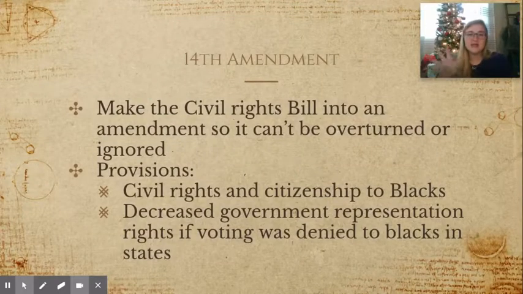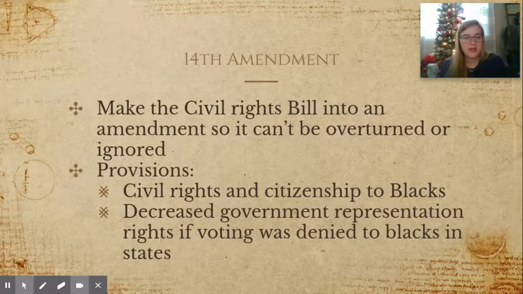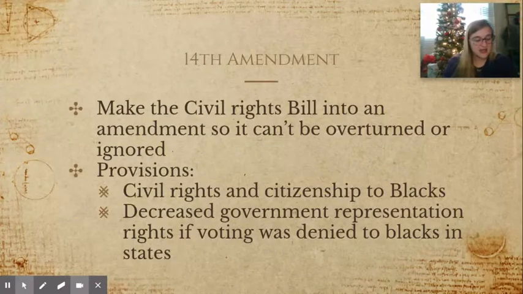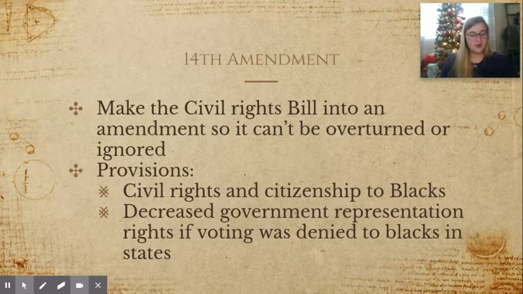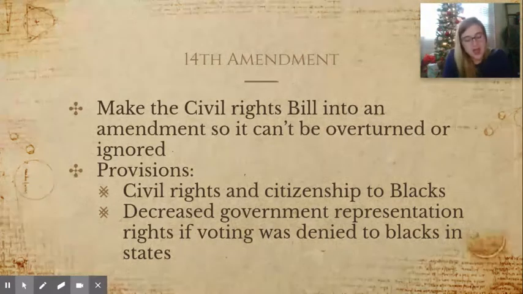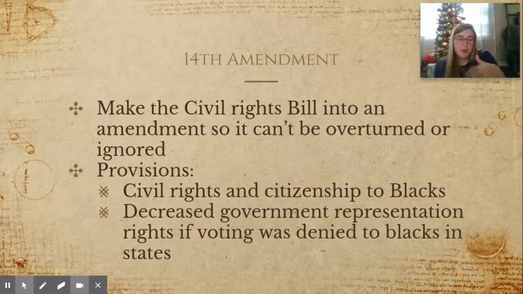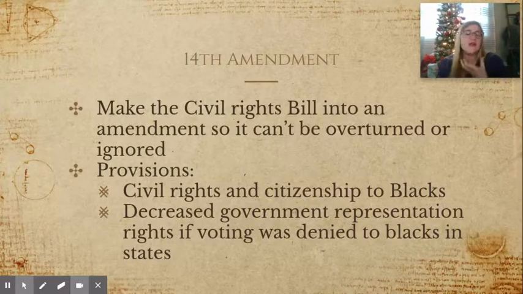So the 14th Amendment is basically take that Civil Rights Bill of 1866, turn it into an amendment so it can't be overturned. It would have to take a big process to repeal it. And the idea here is, again, give civil rights like citizenship, not voting rights yet, to African Americans. Bullet point right there. The teeth behind this is this isn't a voting rights bill.